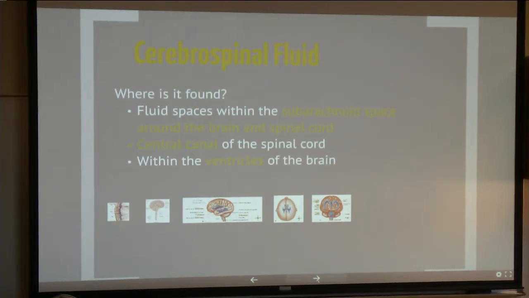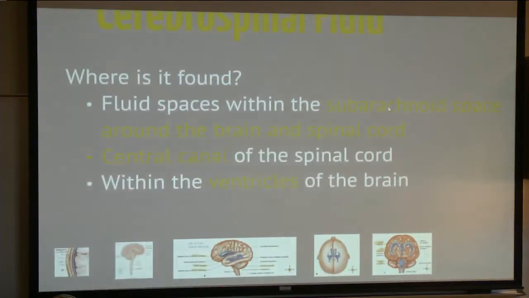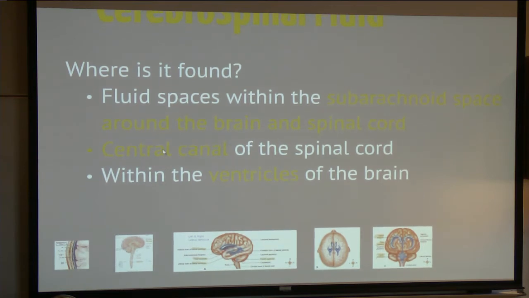So where exactly do we see it? Well, the first location, you already know. That would be the subarachnoid space. That's where we find CSF. Where else do we find it? Yes, subarachnoid space is around the brain and spinal cord. We also find it within the central canal of the spinal cord. That means if you look at the spinal cord, I do have a model. Here I can show you.